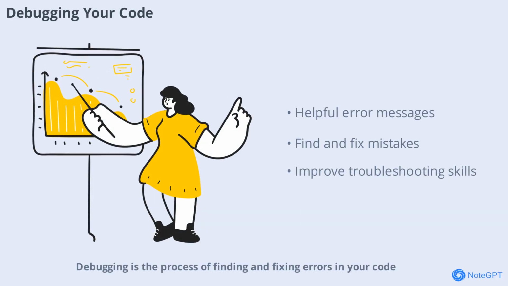Debugging is the process of finding and fixing errors in your code. QBasic provides helpful error messages that point you to the problem. Common errors include typos, missing commands, or incorrect logic. By reading the error messages and checking your code, you can quickly identify and correct mistakes. Debugging is an important skill for all programmers, and QBasic's clear feedback makes it easier to learn. With practice, you'll become more confident in troubleshooting your program.